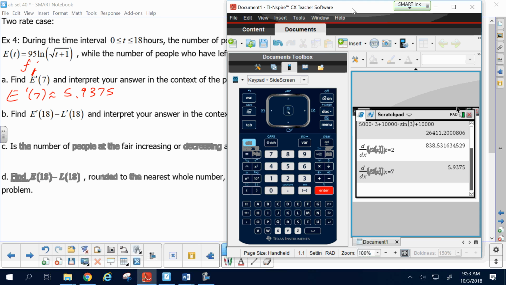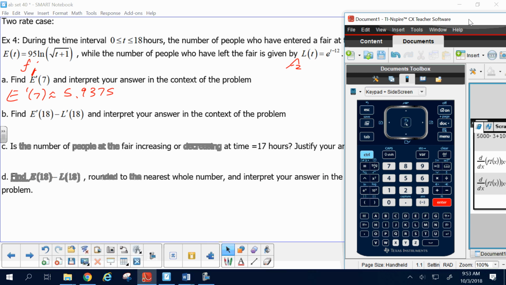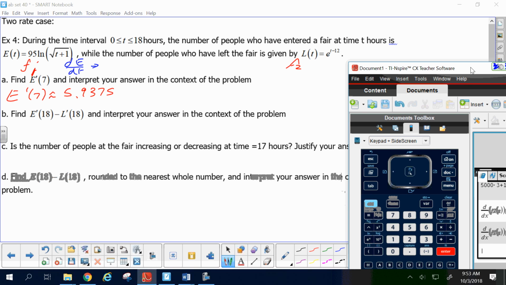Now let's talk interpreting. E prime in Leibniz notation is dE/dt. So that's the change in the number of people who enter with time. So talk to me. What does this mean? Interpret it. At first make reference to the time. At time equal 7, with units, hours.